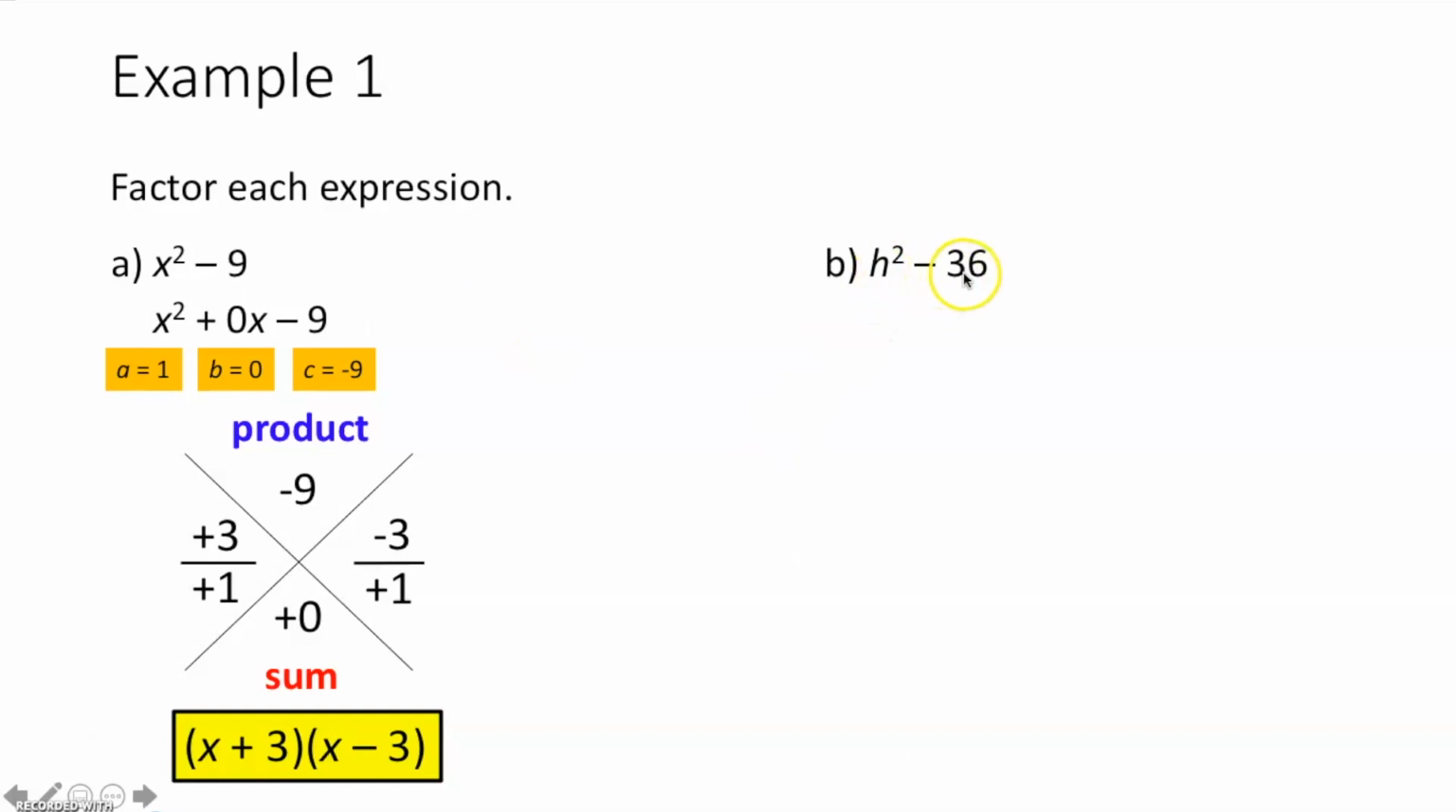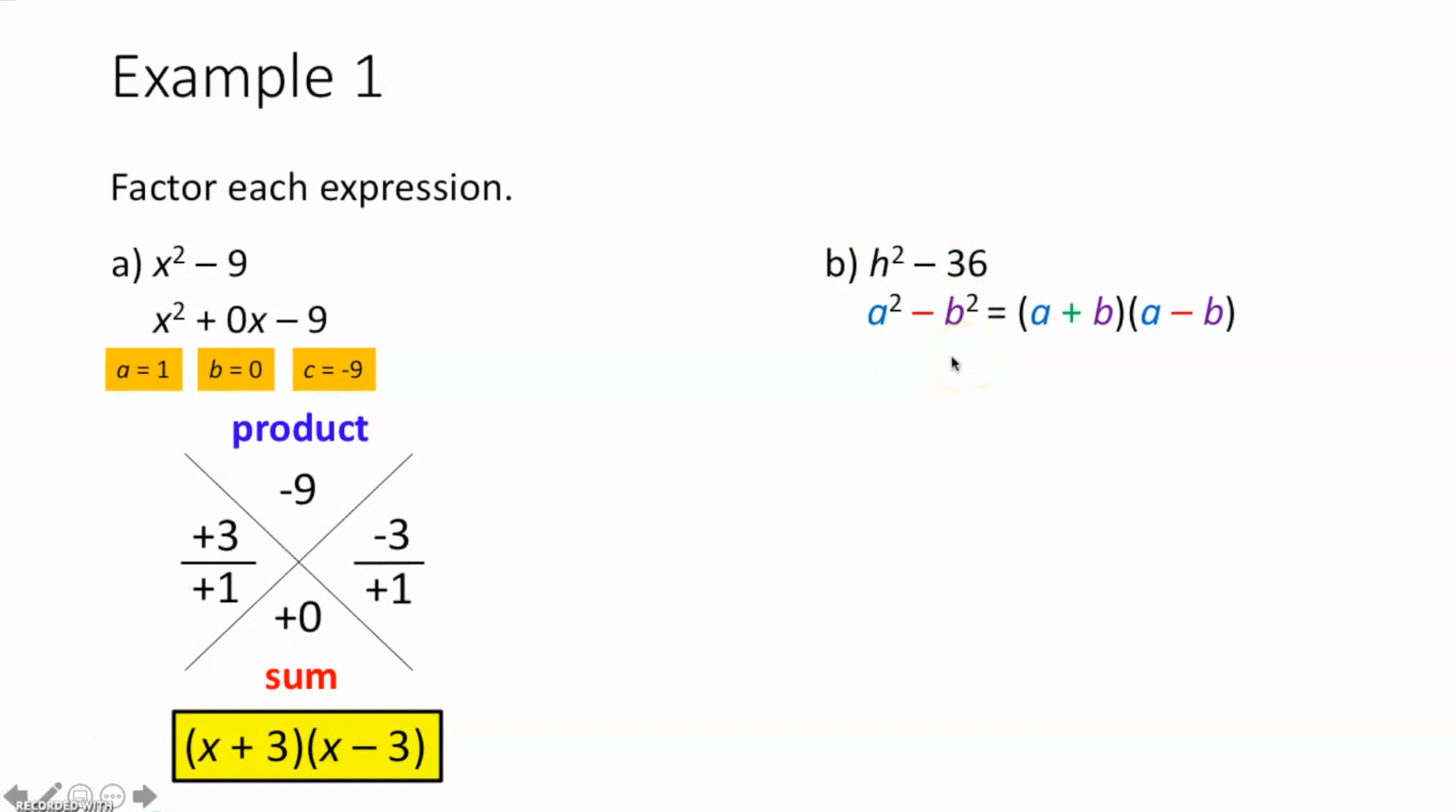We have h squared minus 36. First thing we always do when we're factoring, we see if there's a GCF. Is there a greatest common factor we can take out from both of these terms? No. So we move on to the next step. Is this a perfect square? Yes. Is this a perfect square? Yes. So it's technically a difference of squares.